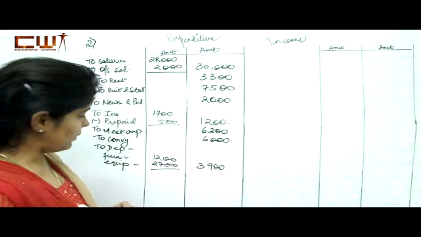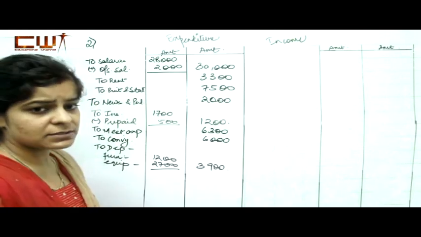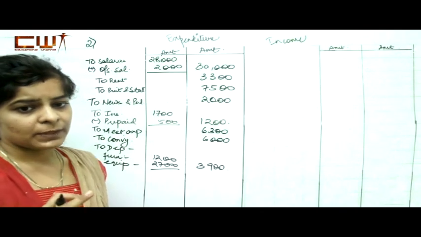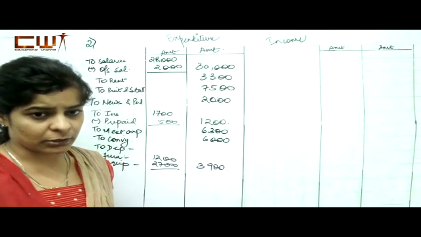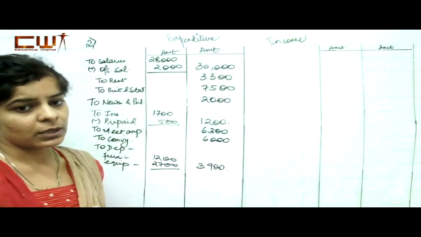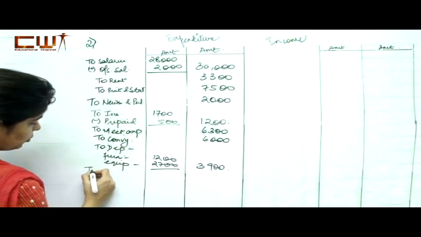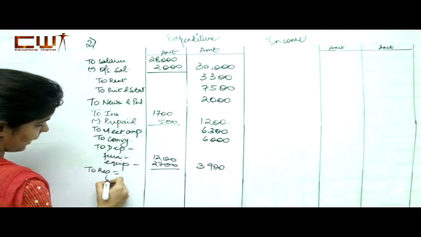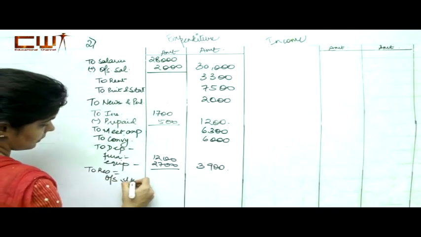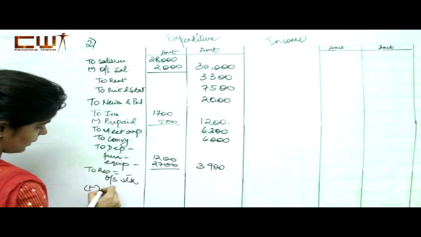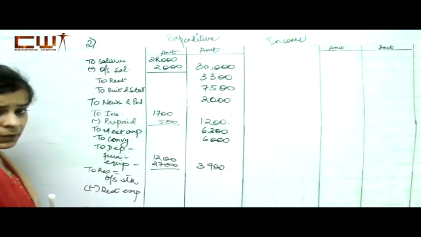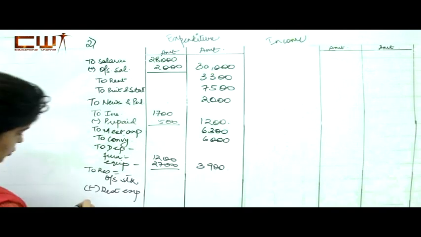See what they have given, treated as restaurant expenses. They have given opening stock, expenses of that particular year, and closing stock. So how do you do it? To restaurant, you have opening stock, then you add the restaurant expenses to it, then you subtract the closing stock. This is how you do it.